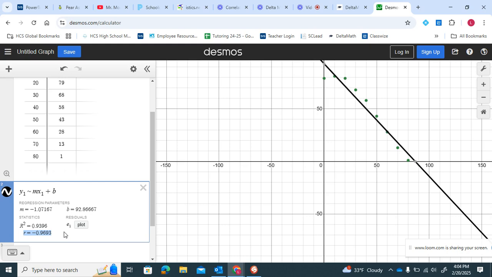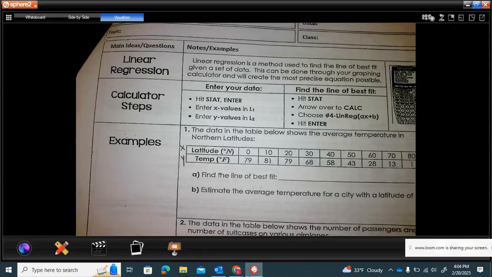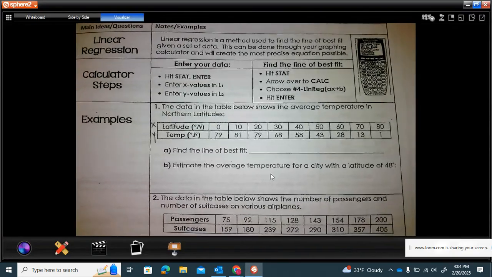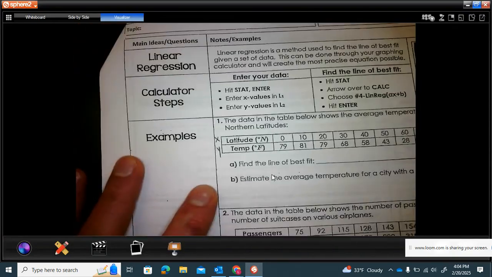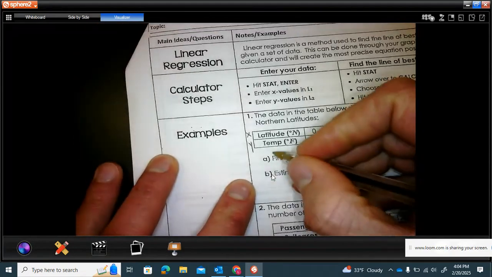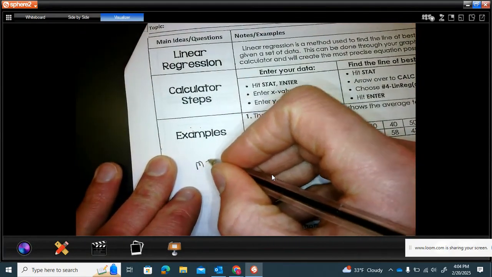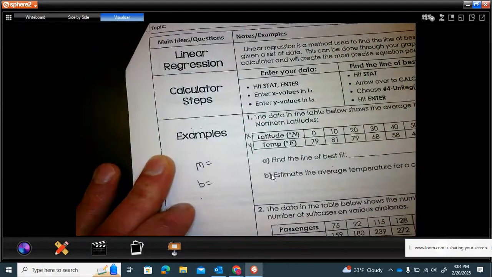Okay, so going back to the question. What do we have to do? It says find the line of best fit. Well, you need two things to write an equation of a line. You need to know what the slope is, and you need to know what the y-intercept is.